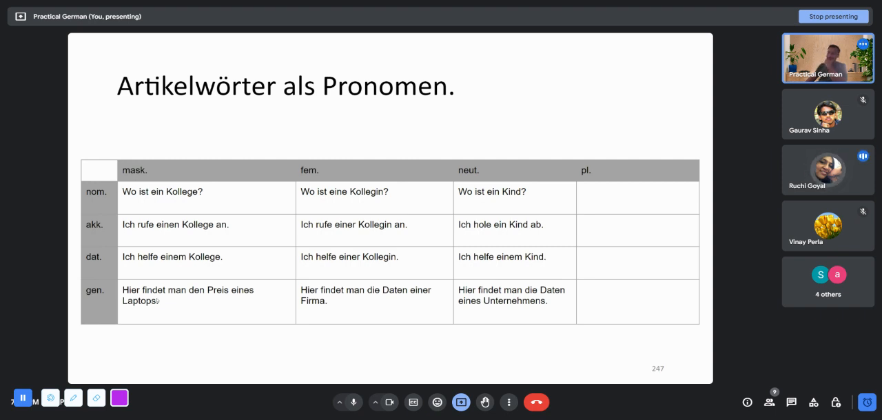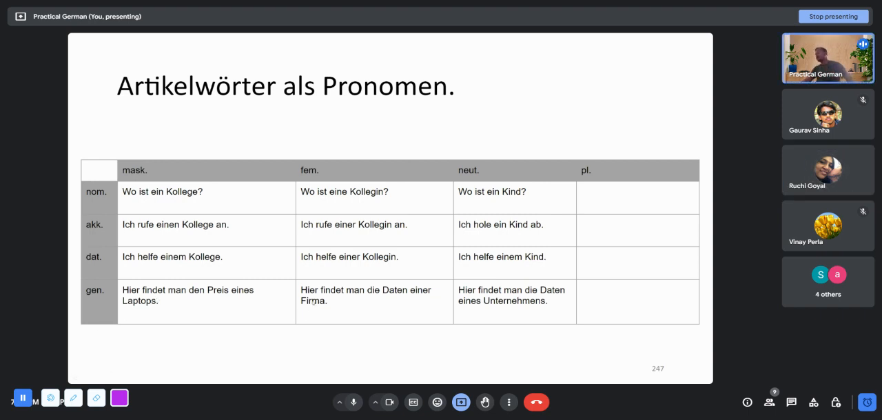Wo ist ein Kollege? Wo ist eine Kollegin? Wo ist ein Kind? Ich rufe einen Kollegen an. Ich rufe einer Kollegin an. Ich hole ein Kind ab. Ich helfe einem Kollegen. Ich helfe einer Kollegin. Ich helfe einem Kind. Hier findet man den Preis eines Laptops. Hier findet man die Daten einer Firma. Hier findet man die Daten eines Unternehmens.